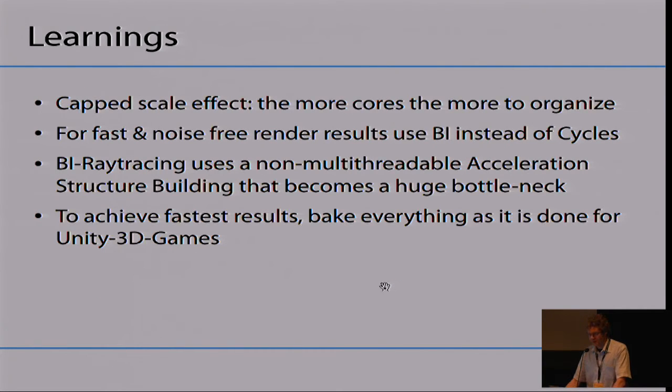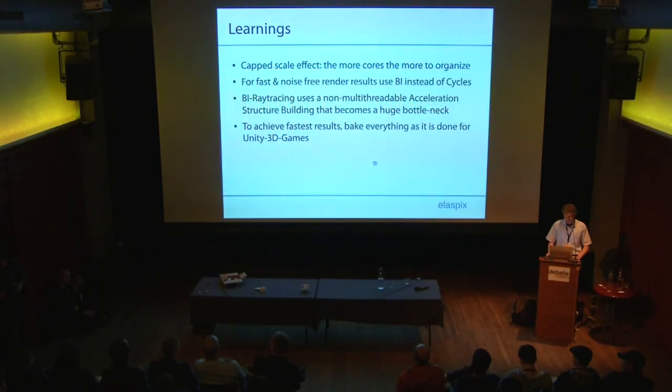Okay, I have 1 minute left. My learnings are that we have a capped scale effect, so we cannot just add more and more cores and get less and less render time. And what I also have found out in the last 1.5 years since Cycles is available is that it is still better for us to use Blender Internal instead of Cycles, because if you have only 3 seconds, then Blender Internal creates better results. But this may change if we use other systems. And very sad for us, if we use Blender Internal's ray tracing, then we have discovered a huge bottleneck.